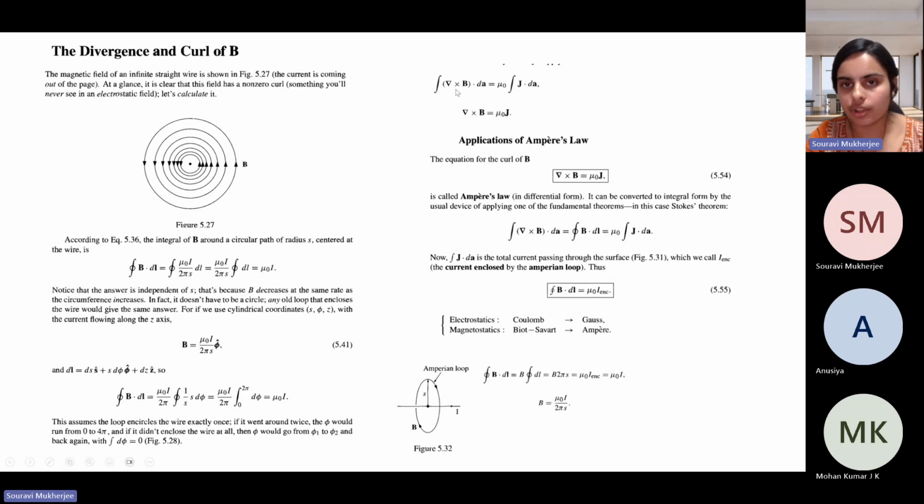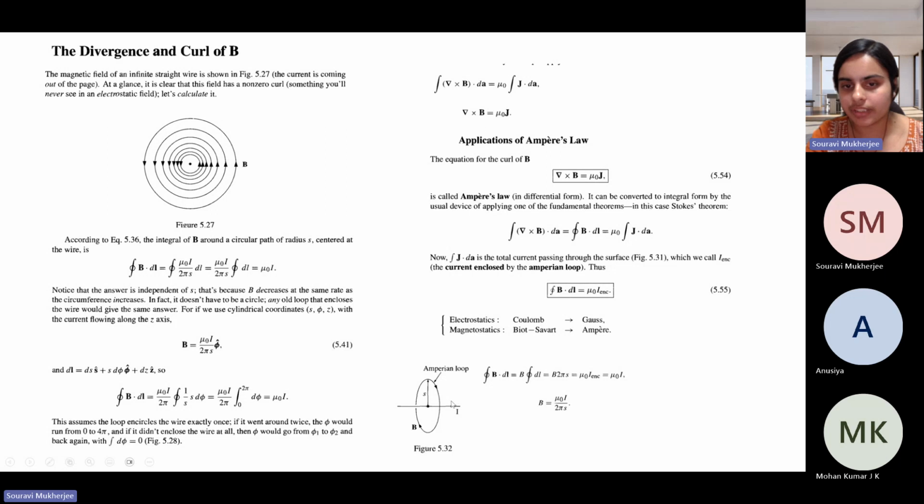Then if you use Stokes' theorem, you can write the curl of B as mu naught J, where J is the volume current density of this wire. This is called Ampere's law. Just like we had Gauss's law for electrostatics, now you have Ampere's law for magnetostatics.